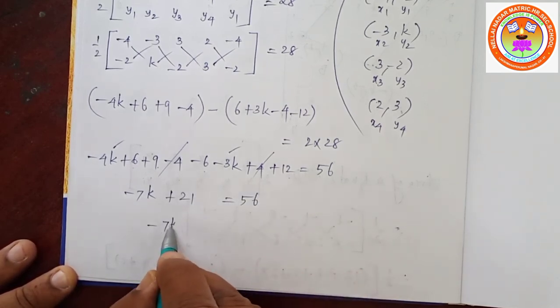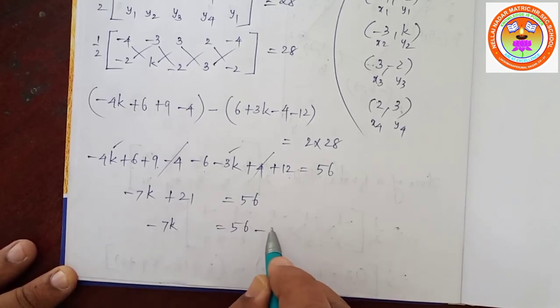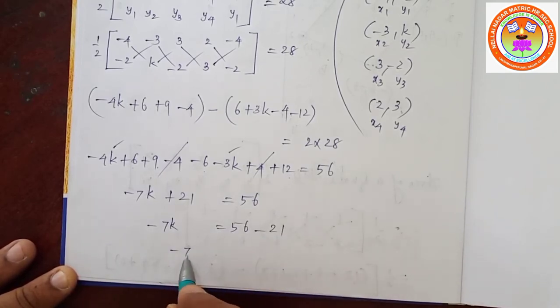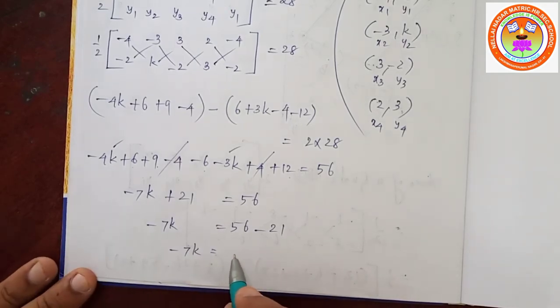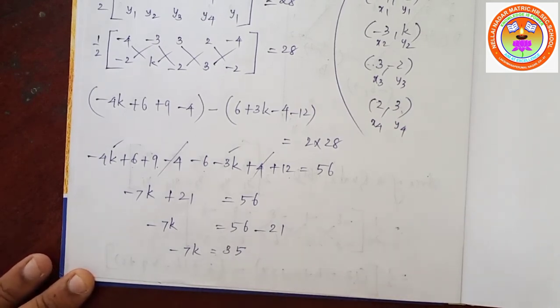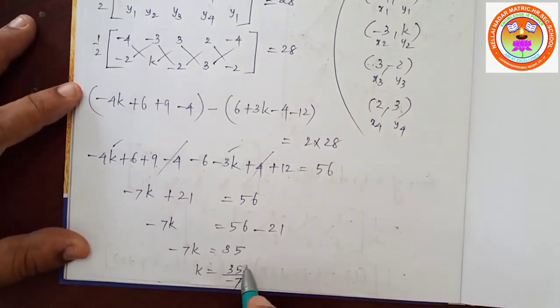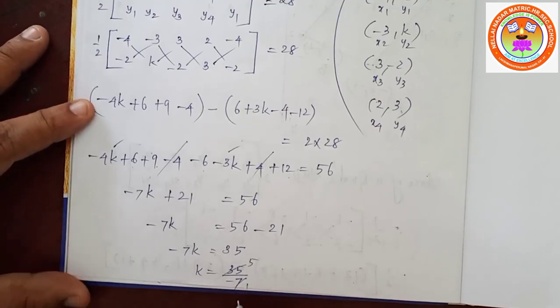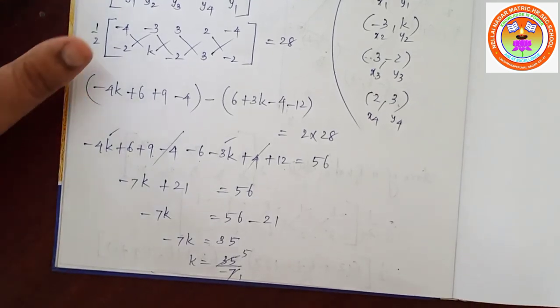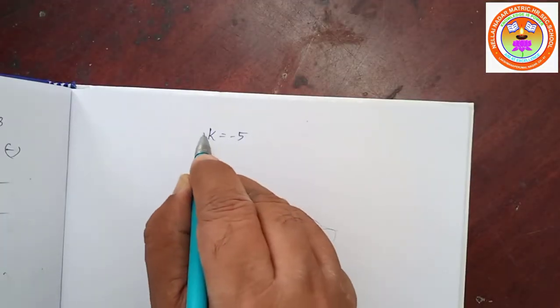That is equal to 56. Minus 7k plus 21 is equal to 56; 21 goes to the right-hand side as minus 21. Minus 7k is equal to 56 minus 21, that is equal to 35. Minus 7k equals 35, k is equal to 35 divided by minus 7. Minus 7 comes to the denominator. 7 table how many times? 5 times. So 7 one time, here 5 times, here minus 1 in the denominator. 5 by minus 1, that is equal to minus 5. The value of k is minus 5.